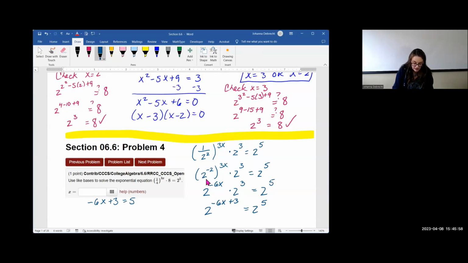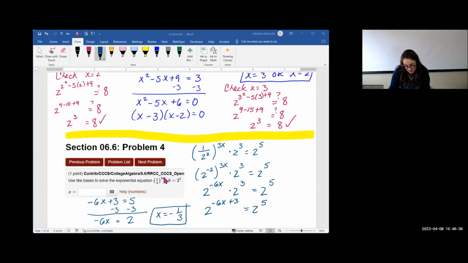So solving for x, I'm going to have a negative 6x equal to 2. And then I divide both sides by negative 6, and I get x equals negative 1/3. Now, does it work? Yes, in fact, it does work. The x was in the power position. 3 times 1/3 would give me 1, and it was negative. So this is 1/4 to the negative 1.